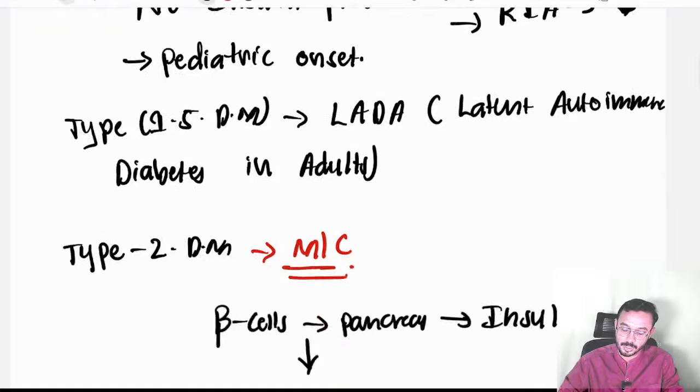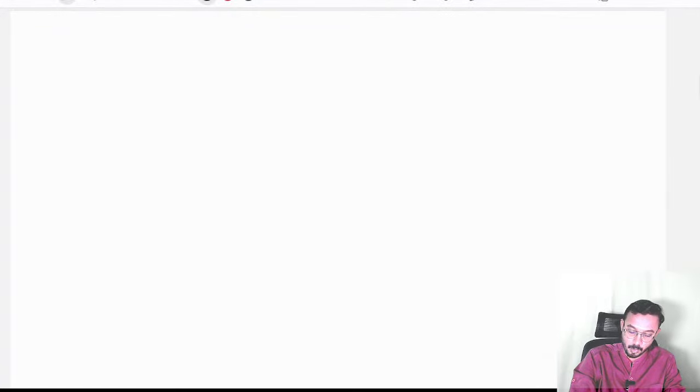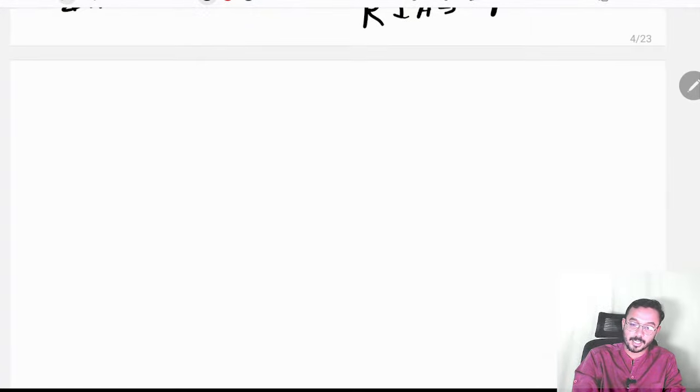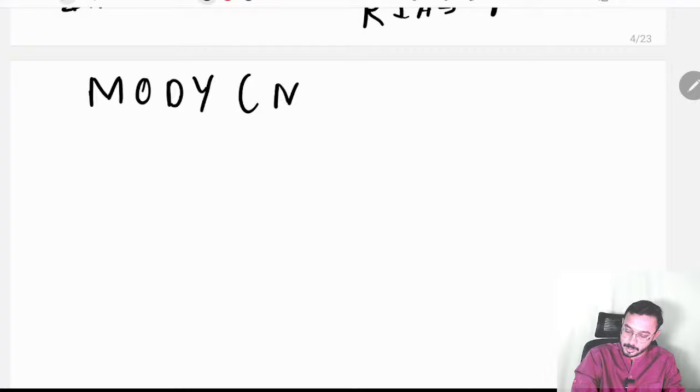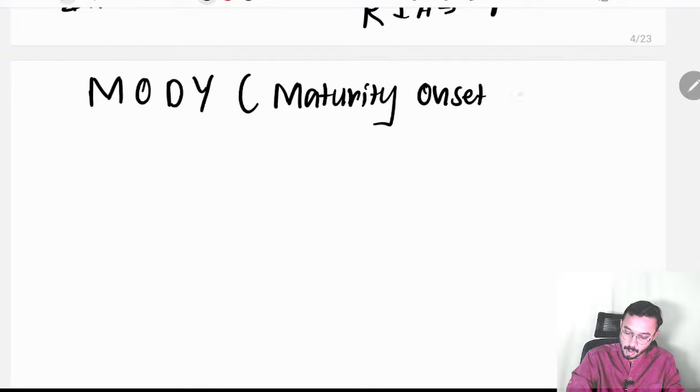And next, one more condition I want to explain is MODY. MODY type of diabetes. It is also known as maturity onset of diabetes in young people.